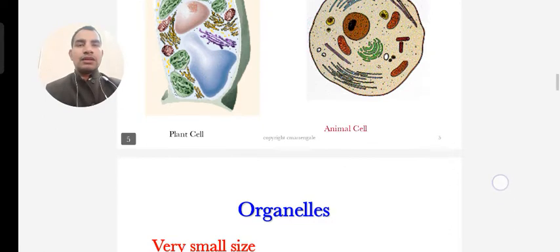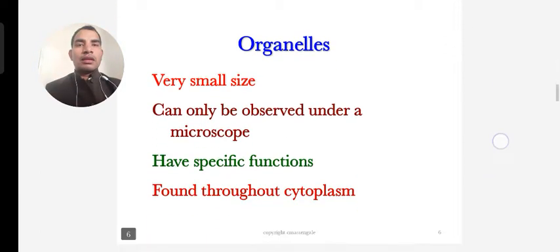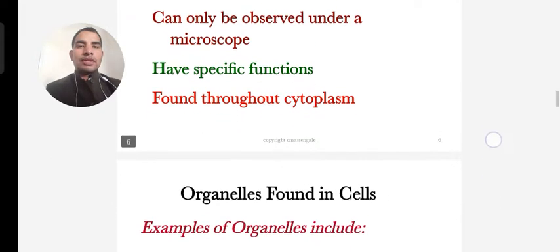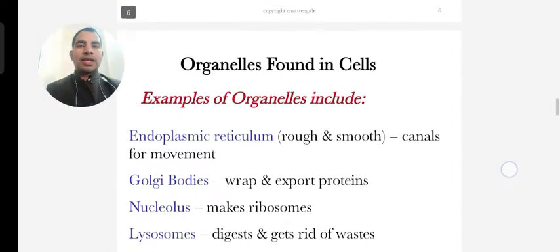Organelles are very small and can only be observed under a microscope. Each has a specific function and is found throughout the cytoplasm. These parts are not visible to the eye; they are visible only with the help of a microscope. Okay, so next are the organelles found in the cell.